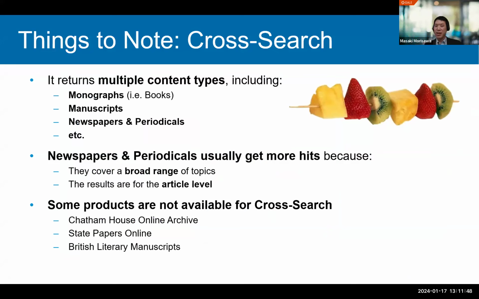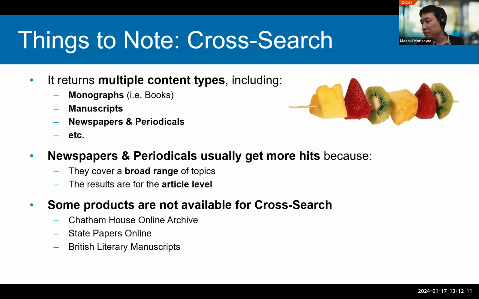And some products, in NTU's case, 3 products are not available for cross-search: Chatham House, State Papers, and British literary manuscripts. So if you're interested in those topics, I'm sorry, you need to go to the library database list and access them individually. We hope to bring these into the cross-search in the near future, though.